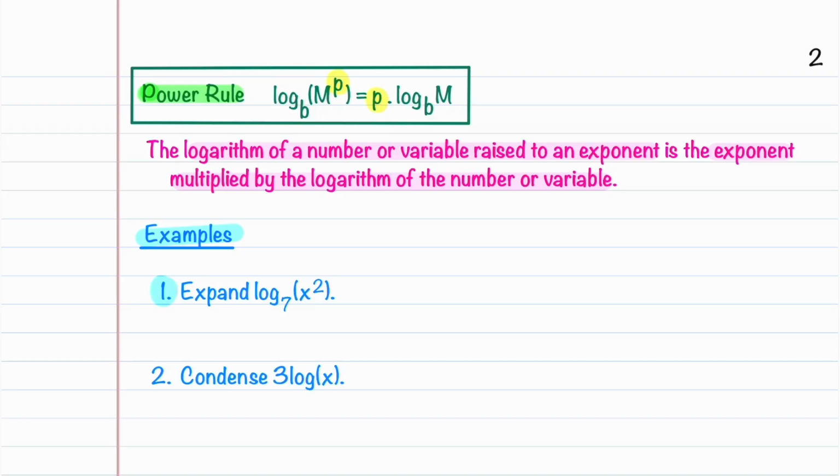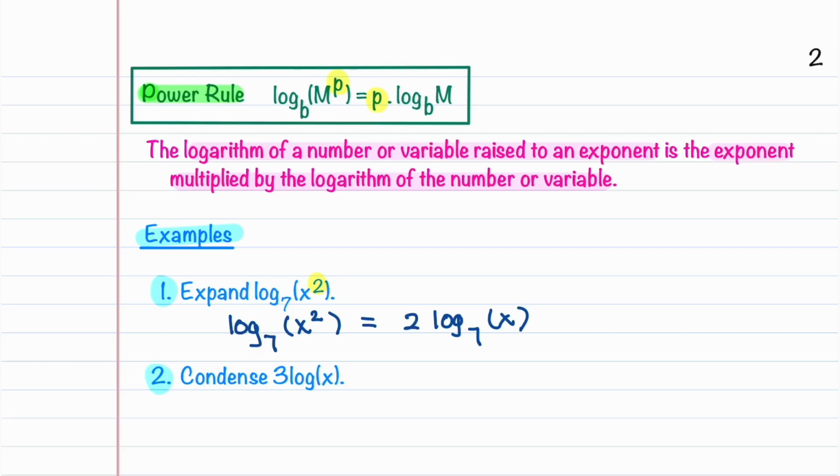In our first example, we're going to expand log base 7 of x squared. Notice that we have a 2 in the exponent, and that's what we're going to bring out in front. Log base 7 of x squared is just 2 log base 7 of x. So we just brought the exponent out in front.